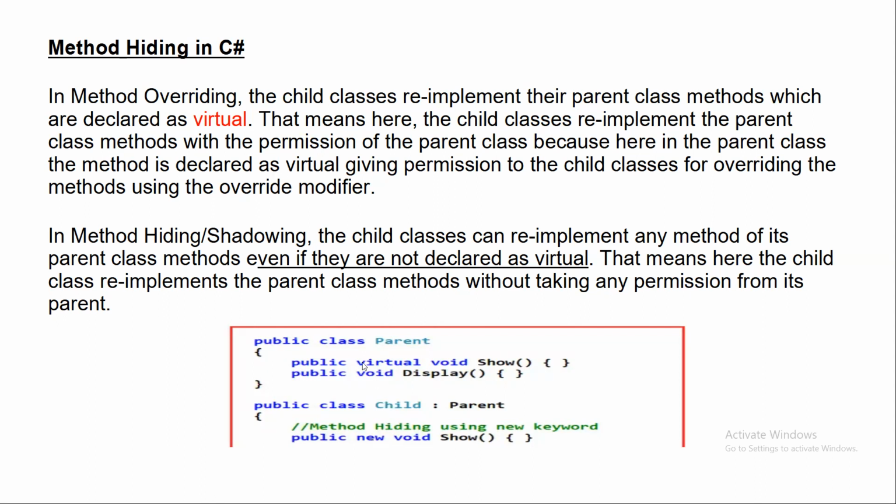If you see here, public void display, and one is public virtual void. If it is virtual, normally you do the override using the override keyword. But here I'm not using the override keyword. Rather, I used a keyword called new. This is the way of hiding. So method hiding basically means you are trying to hide the parent class method and executing your own method in the derived class.